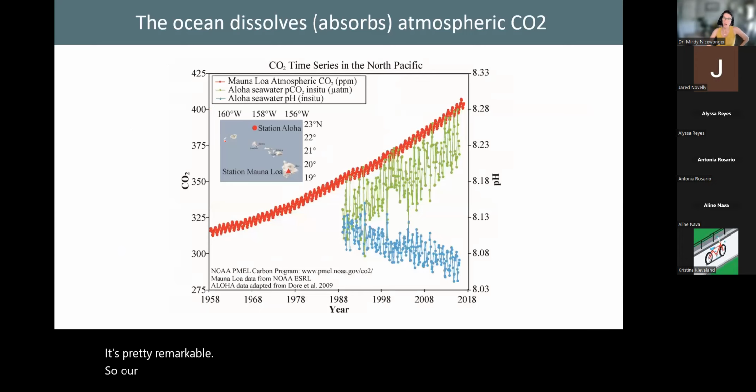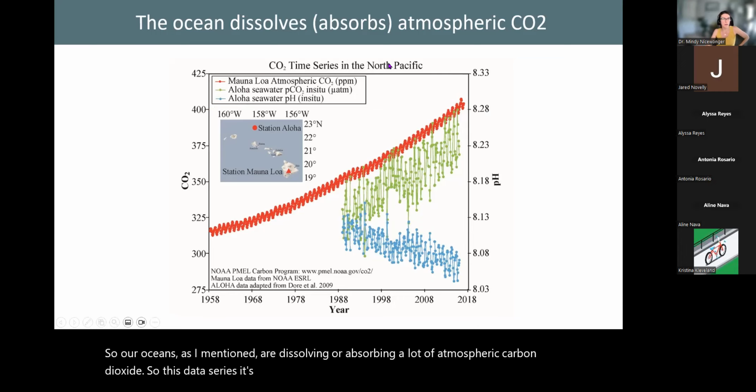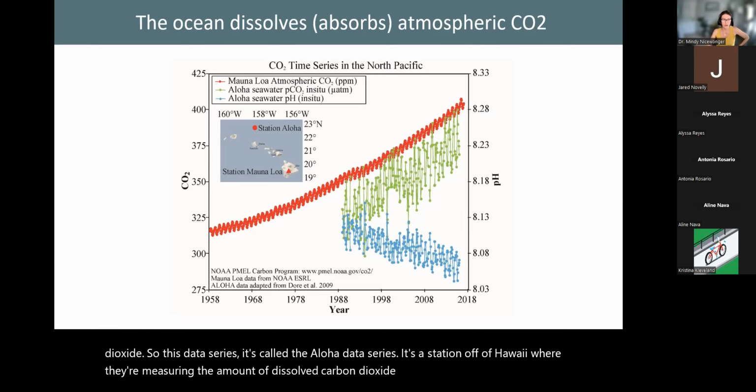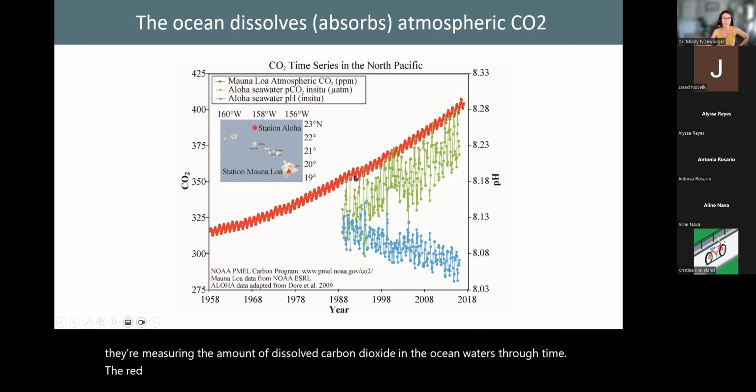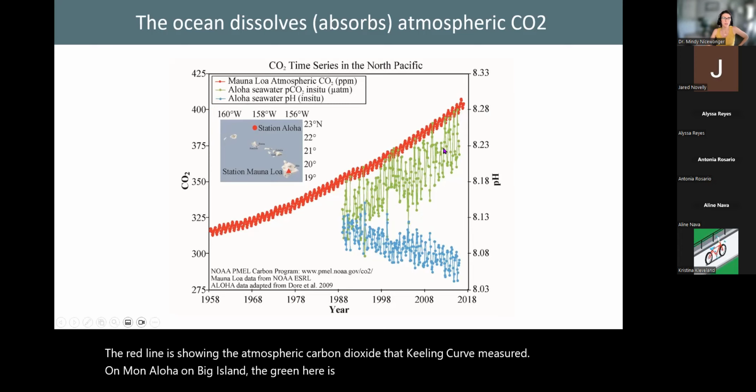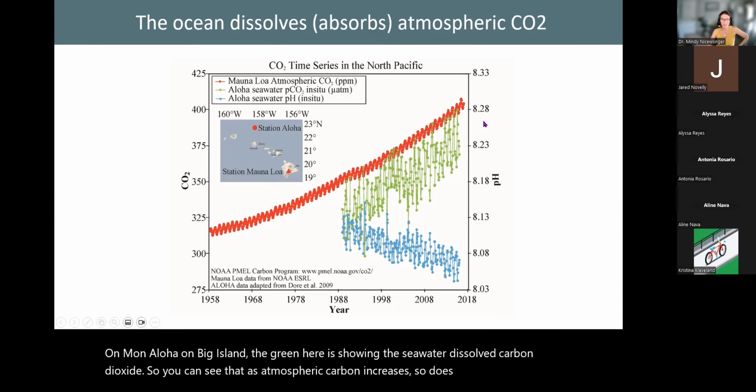So our oceans, as I mentioned, are absorbing a lot of atmospheric carbon dioxide. This data series is called the Aloha data series. It's a station off of Hawaii where they're measuring the amount of dissolved carbon dioxide in the ocean waters through time. The red line is showing the atmospheric carbon dioxide, that Keeling curve measured on Mauna Loa on the Big Island. The green is showing the seawater dissolved carbon dioxide. You can see that as atmospheric carbon increases, so does dissolved ocean carbon.